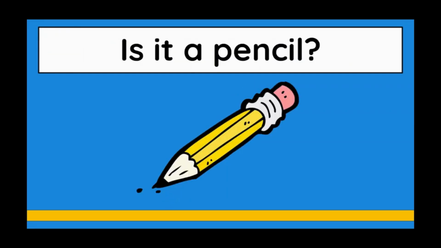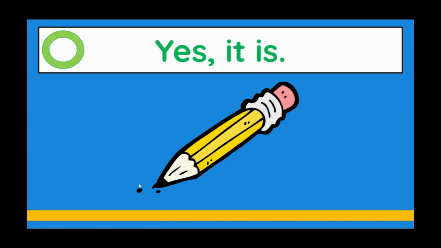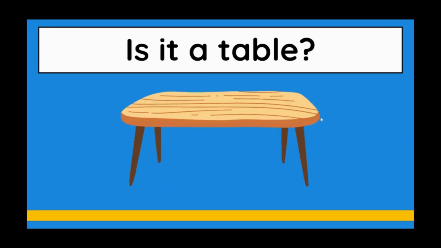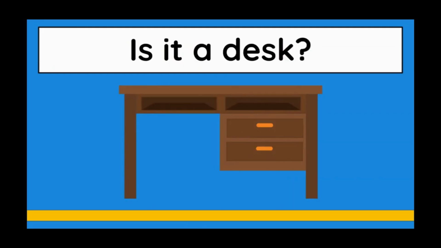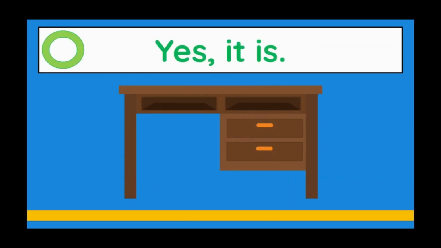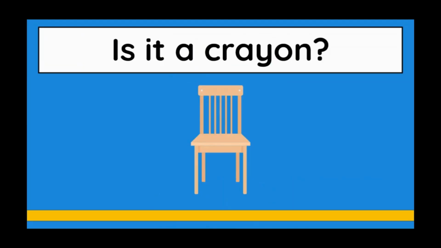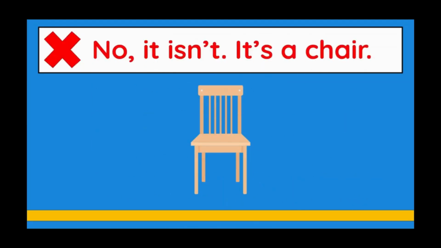Is this a pencil? Yes, it's a pencil. And we know this because this pencil is made of graphite or lead, and this is what we can use to write with. And we know that it's a pencil because it has an eraser attached to it. Is this a table? Yes, it's a table. Is this a desk? Yes, it's a desk. Is this a crayon? No, it's not even close to a crayon. It's a chair. This is where we can sit.